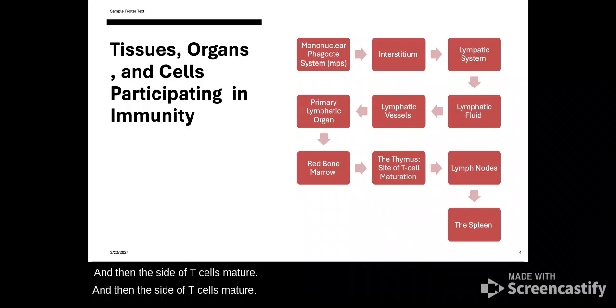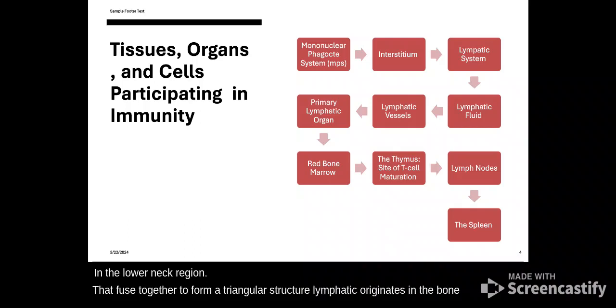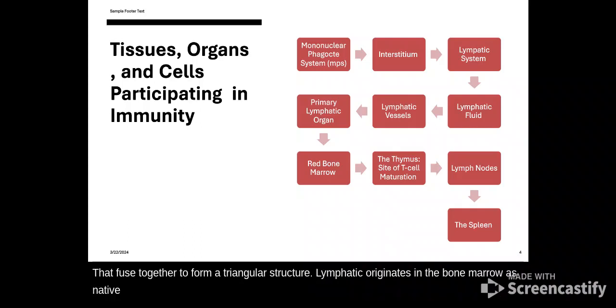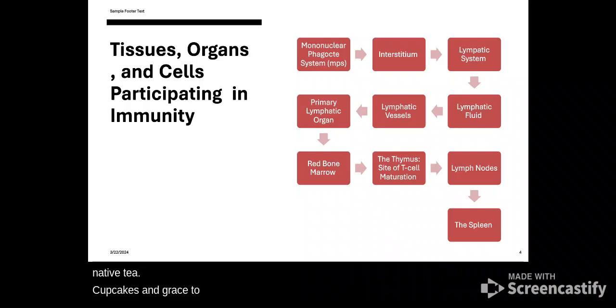The thymus originates in the embryo as two lobes in the lower neck region that fuse together to form a triangular structure. T lymphocytes originate in the bone marrow as naive T cells, then migrate to the thymus to complete maturation. Lymph nodes.